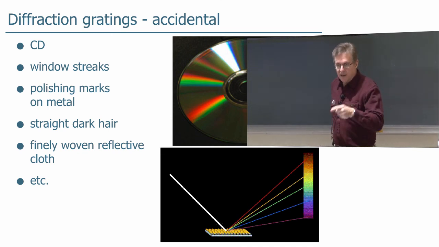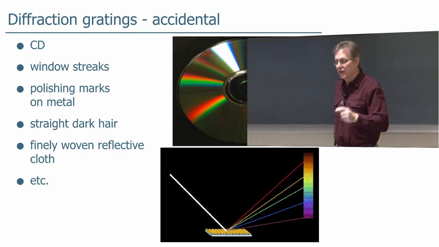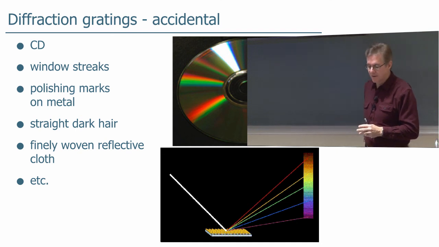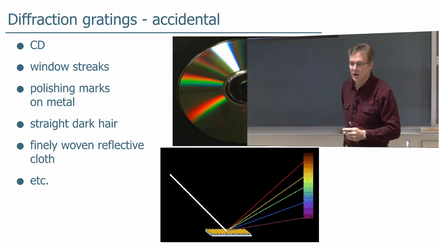Or, if you're standing in line at the trucks out there by the silo on a sunny day, and the person in front of you has long, straight, dark hair, you might see the sunlight reflected off their hair and it looks like a rainbow, and you go, wow, what kind of color are they putting in their hair? Well, they might not be coloring their hair. It might just be that their hair is acting as a diffraction grating for the sunlight.